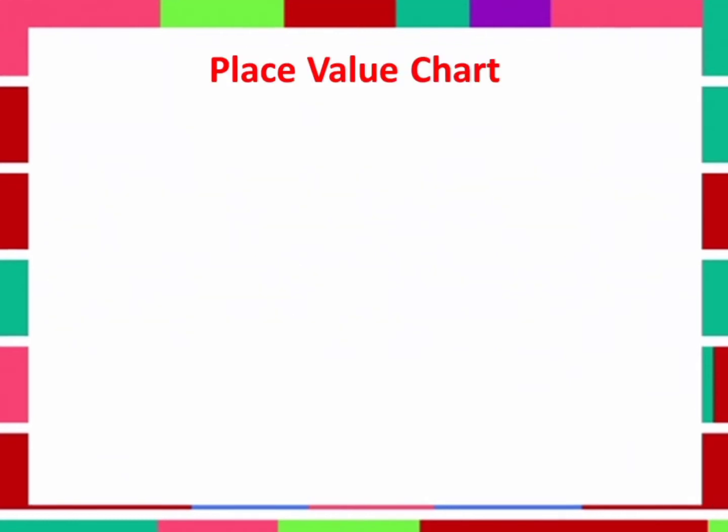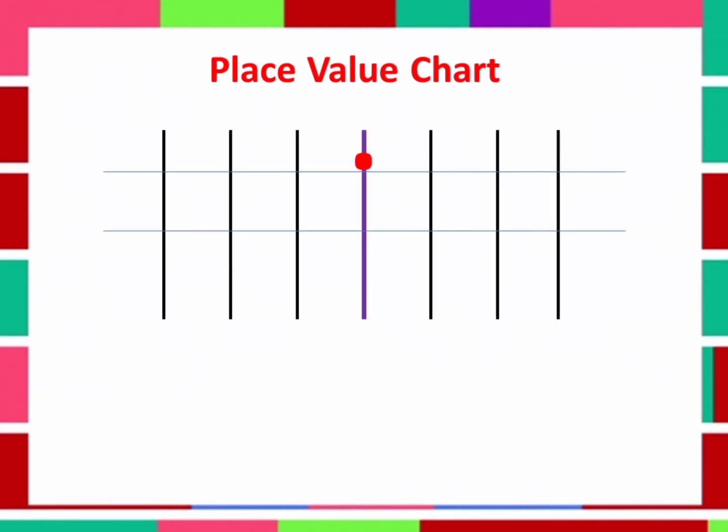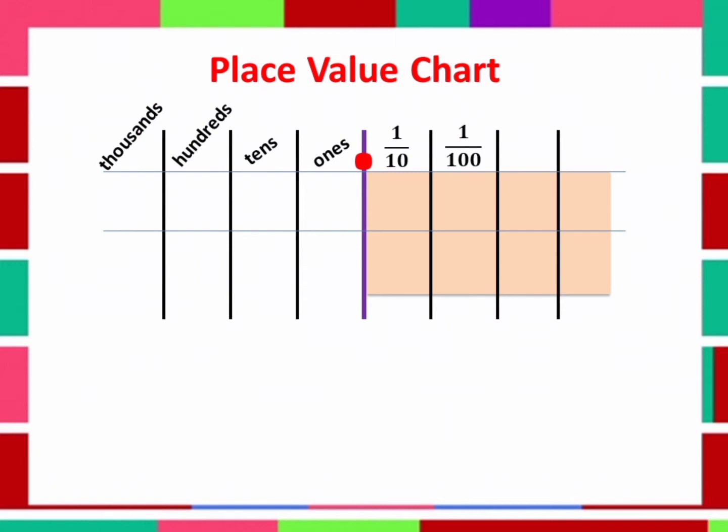So I have here a place value chart. The decimal point will be here. The left side of the decimal is the whole numbers. So ones, tens, hundreds, thousands, and so on. And on the right side of the decimal is the fraction parts. So the tenths, hundredths, thousandths, and so on.